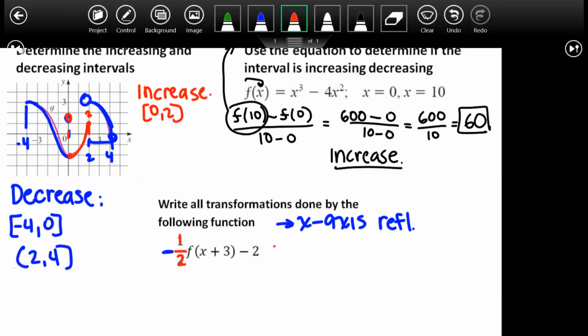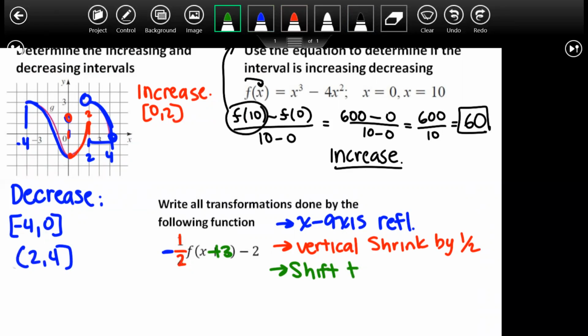So there's going to be a vertical shrink by 1/2. Then we're going to go ahead and look at the internal portion, plus 3 of my f of x. We're going to be given a shift left. Left by what? Always do the opposite on the inside of our function. And then our last one is, tell me this minus 2 is going to be what? Down. Shift down.